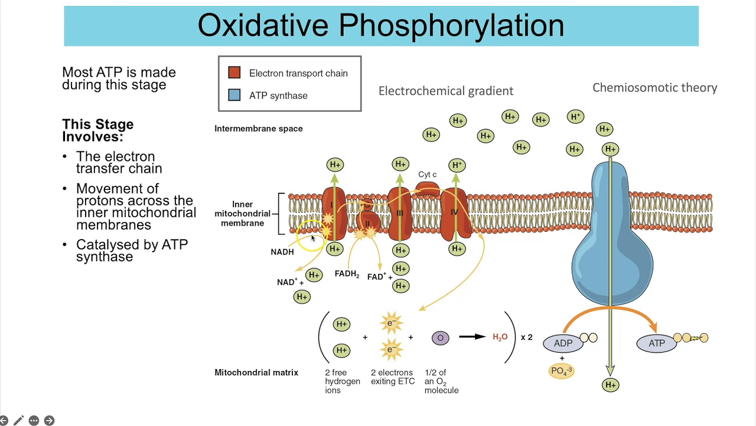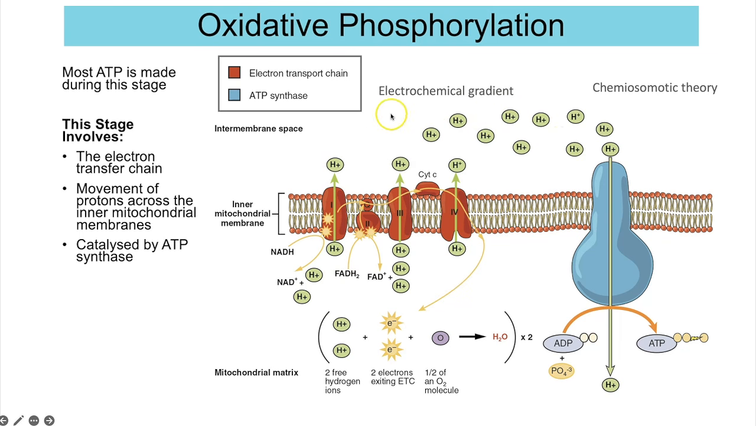So the electrons are picked up by proteins embedded within the inner mitochondrial membrane. And this is the electron transfer chain, because the electrons then transfer along these proteins. As those electrons move from protein to protein, they release energy. And that energy is used to pump the protons from the matrix through these proteins into the intermembrane space.